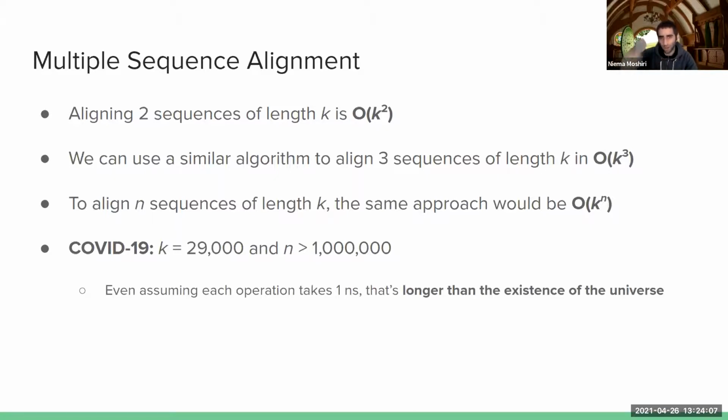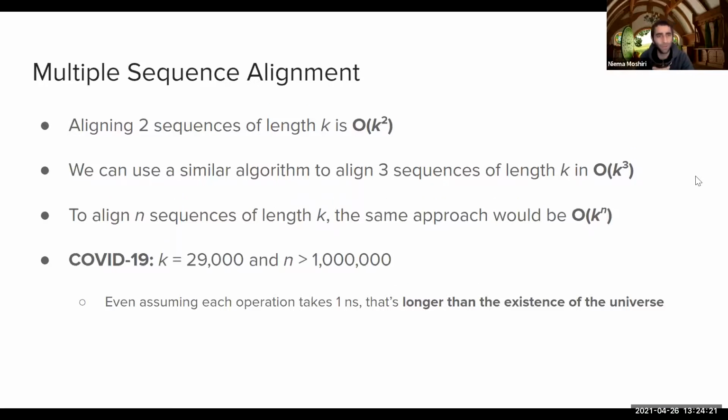Assuming that every single operation takes exactly 1 nanosecond, the number of nanoseconds needed to do 29,000 raised to the 1 millionth power, that's longer than the existence of the universe. So definitely that's not feasible, right? If we're trying to fight a pandemic, I can't write a program that takes longer than the entire universe has existed to finish running. Does that kind of make sense? Any questions about what that means?